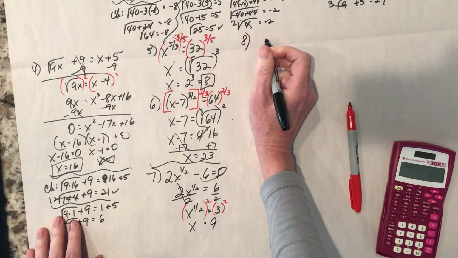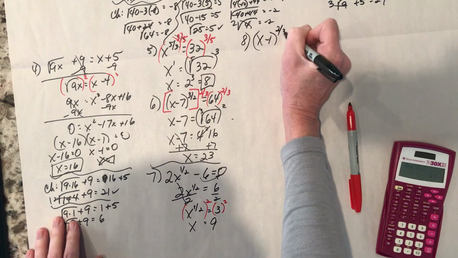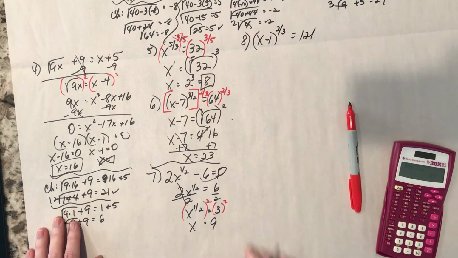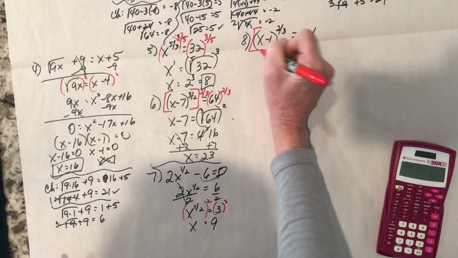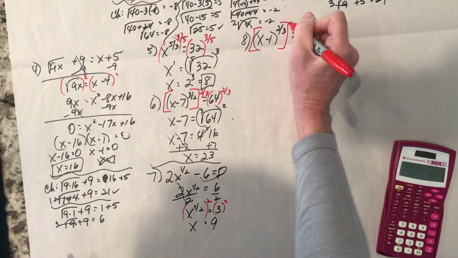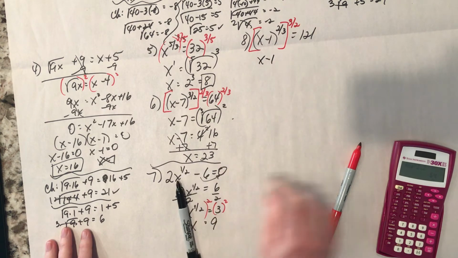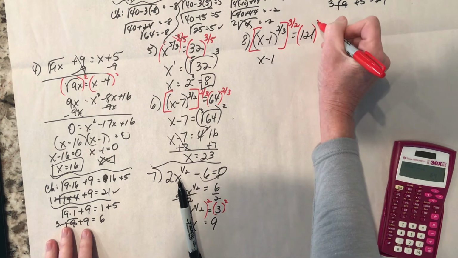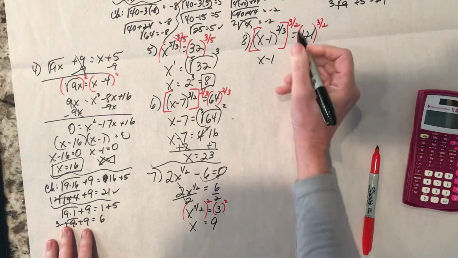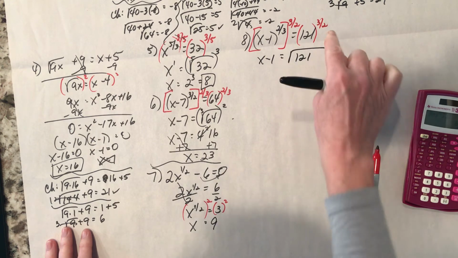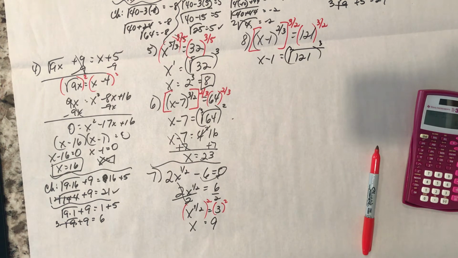Okay, let us look at number 8. x minus 1 raised to the 2/3 power equals 121. This guy is isolated, so we are ready to raise him to the power of his reciprocal. So we'll get x minus 1 on this side. We're going to have to raise this side to that same 3 over 2. I'll do that in a second. The radical 121, the denominator is the index, and then we'll raise it to the numerator power.